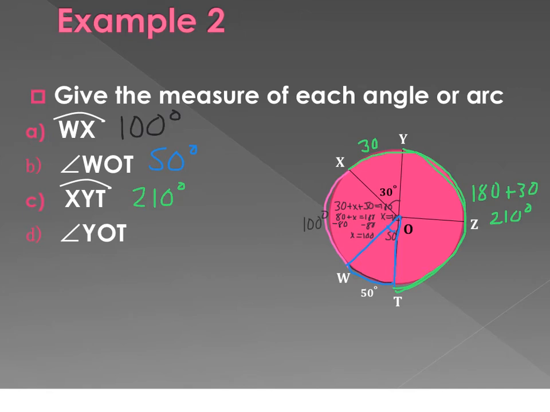And our last one, angle YOT. So we go from Y to O, then to T. Since this is a straight line, we know that our angle measure is 180.